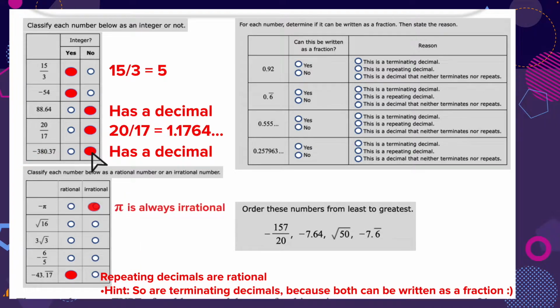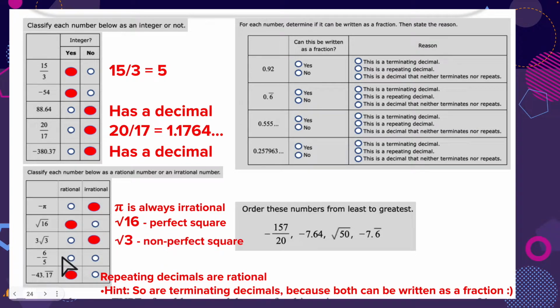All right, so the next one, rational or irrational. So pi was one of those ones. It's always irrational because it's that number that goes on and on and on forever. 16, so if I take the square root of 16, it's a perfect square because 4 times 4 is 16. So since it's a perfect square, it is rational. The square root of 3, that's a square root of a non-perfect square, so that makes it irrational.